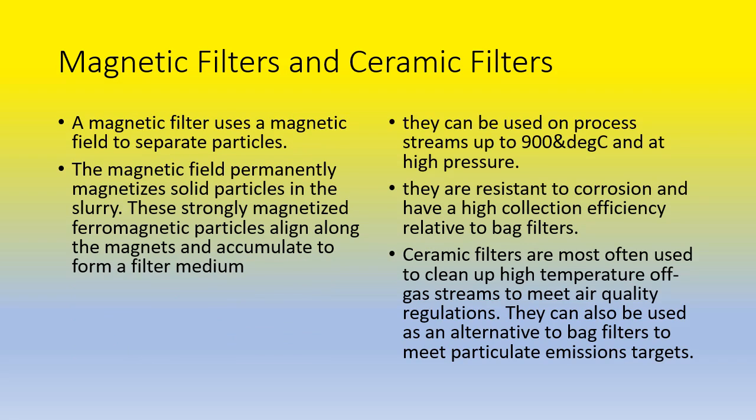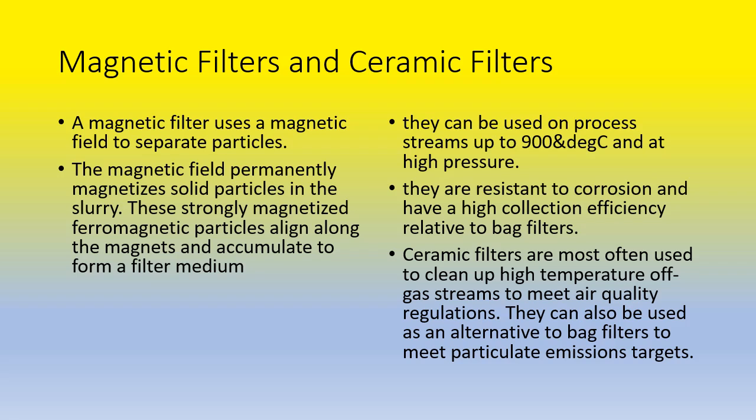Magnetic filters simply use the principles of magnetism to separate particles. So the magnetic field permanently magnetizes solid particles in the slurry. These strongly magnetized ferromagnetic particles align along the magnets and accumulate to form a filter medium.